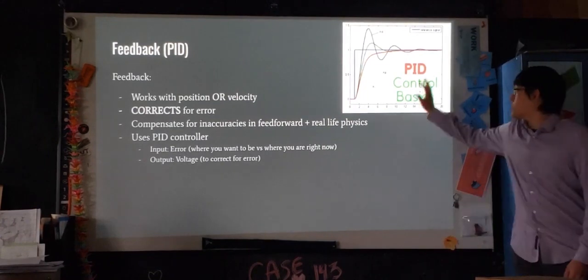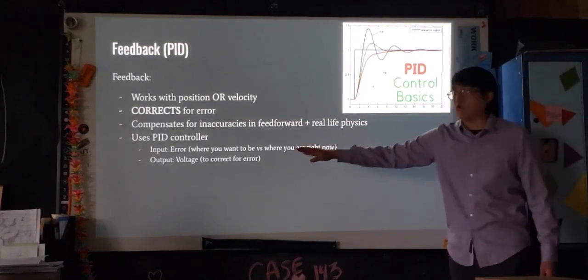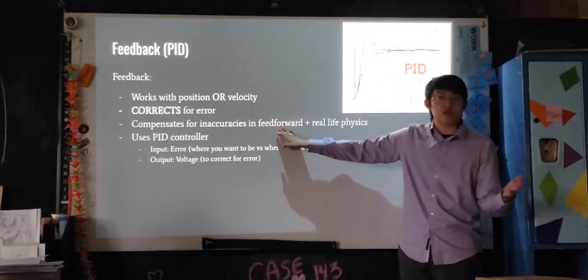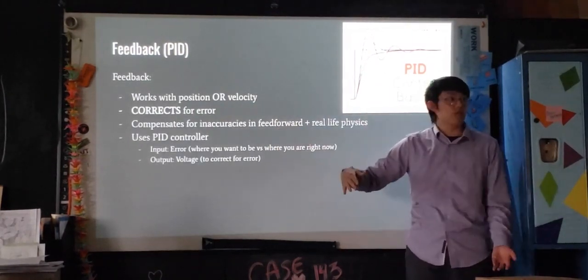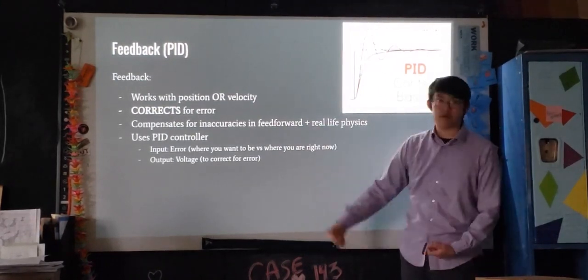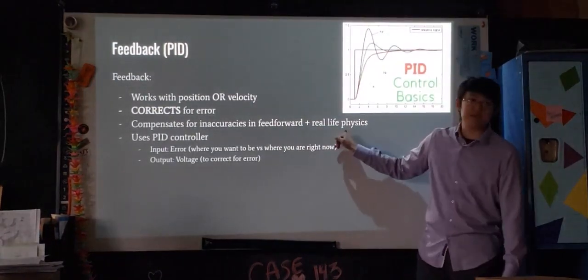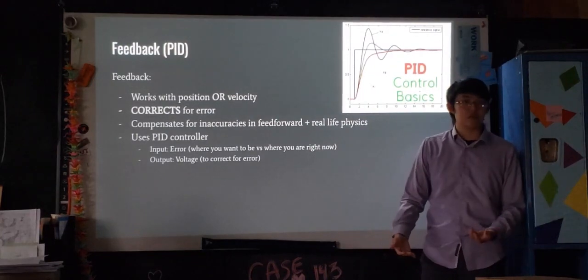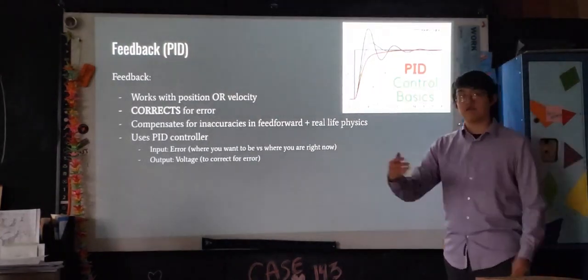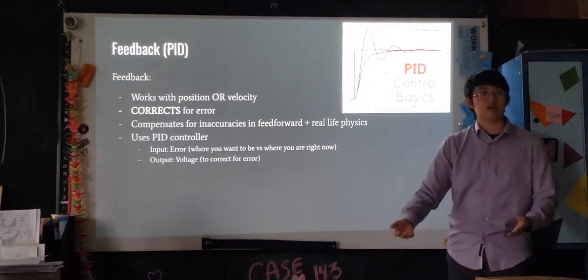So this PID stuff compensates for, number one, inaccuracies in feed forward. If your constants are a little bit off, your feed forward voltage will be a little bit off, your motor output will be a little bit off, and feedback will correct for it. Number two, real life physics. Things don't always go perfectly. Feedback will try to correct for the error, again, the difference of where you're supposed to be and where you're actually at.